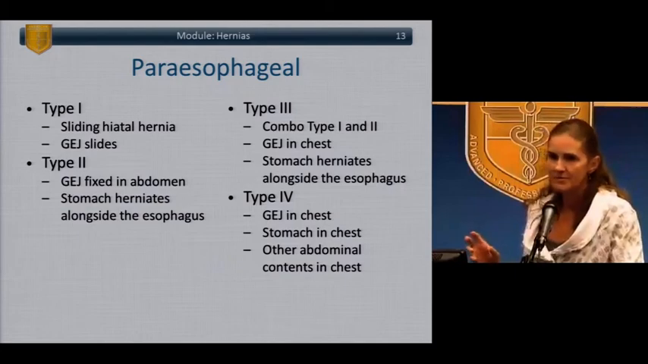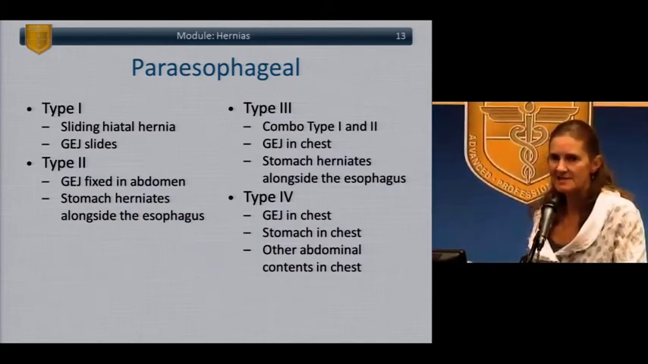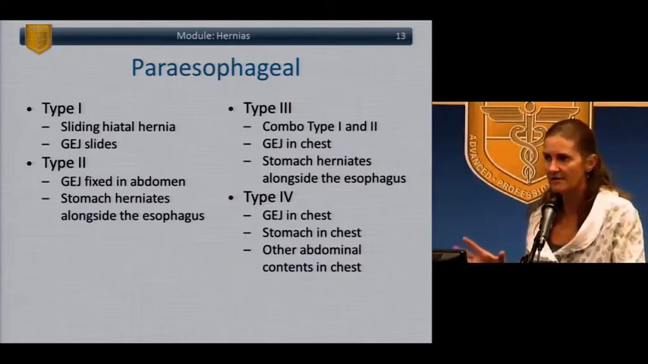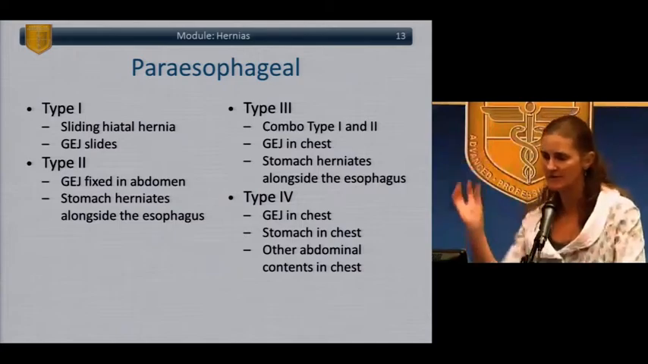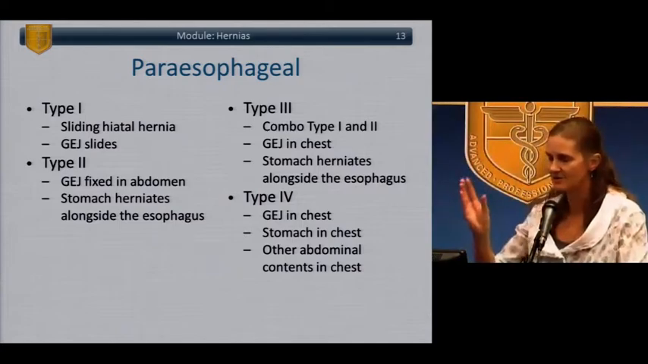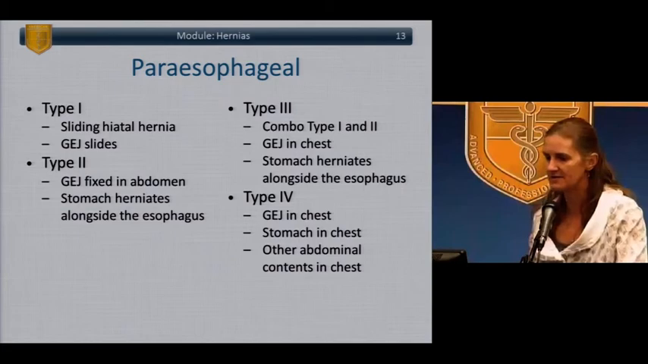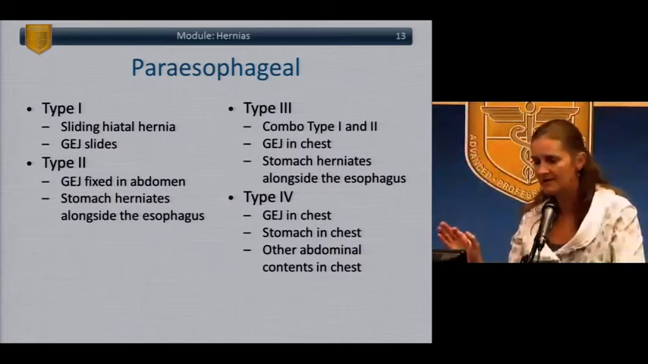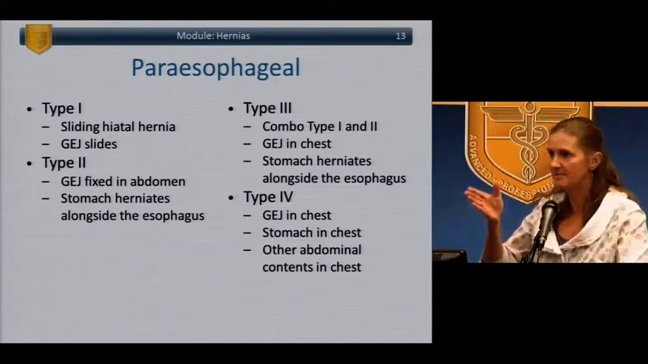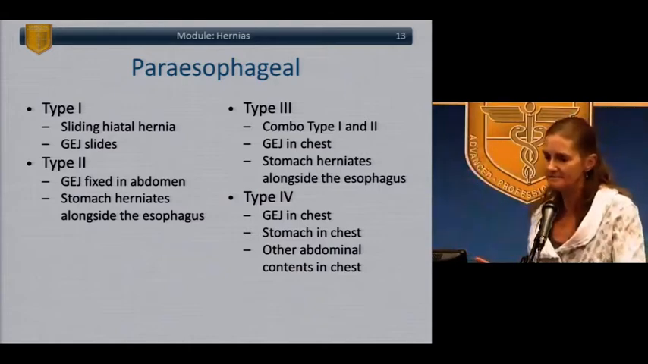It's a little bit of a misnomer, right? Because there really is no sliding of the fundus of the stomach alongside of the esophagus. It kind of just comes up underneath the esophagus. So it kind of goes up and down like this. It's not sliding alongside, but it is still classified as a type 1 paraesophageal hernia. A type 2, again, the esophagus comes all the way down. The GE junction remains fixed in the abdomen, and that fundus comes up alongside of the esophagus.